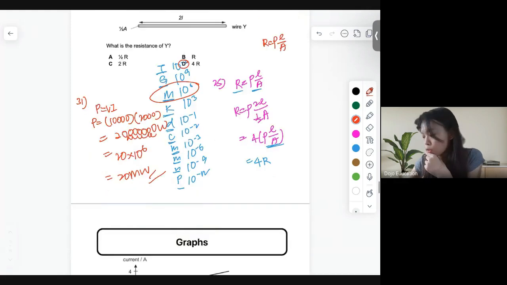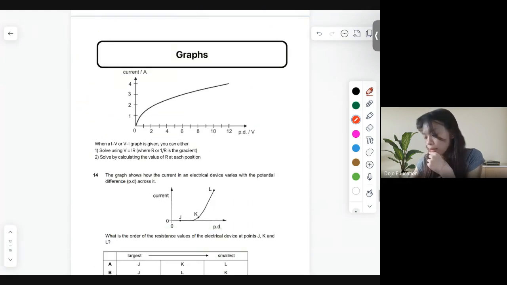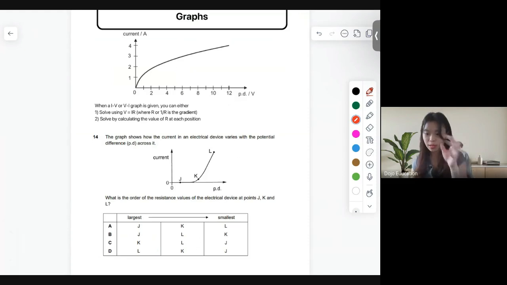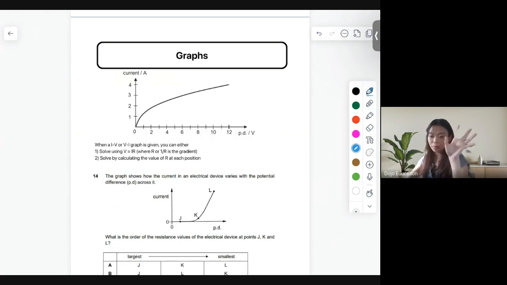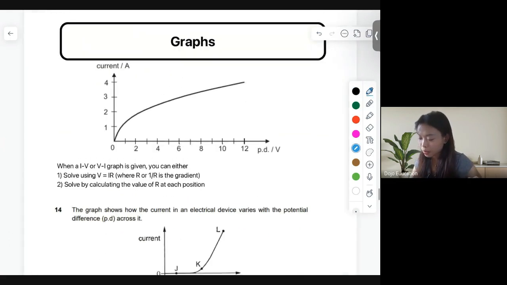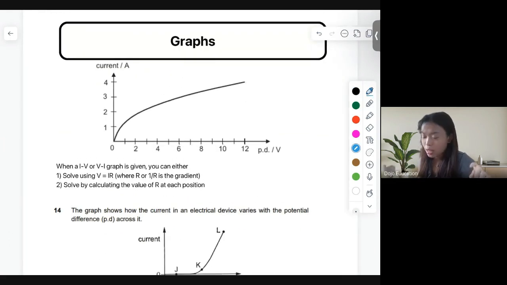Okay, for the next part, I think a lot of students are confused, and I think it's the most important part of this chapter also. So I'll tell you guys more, then we will end the class already. Okay, so take note.